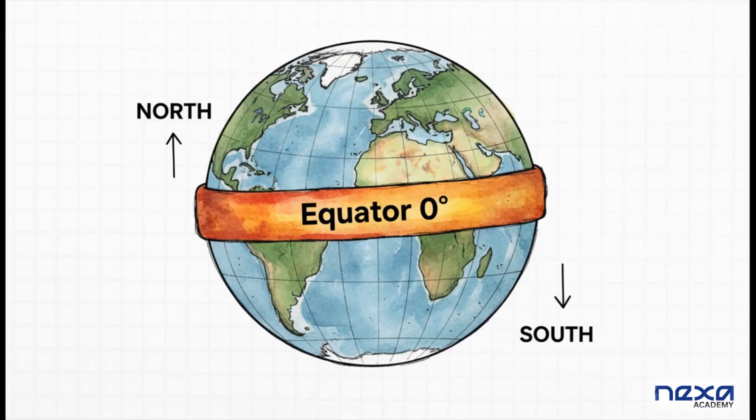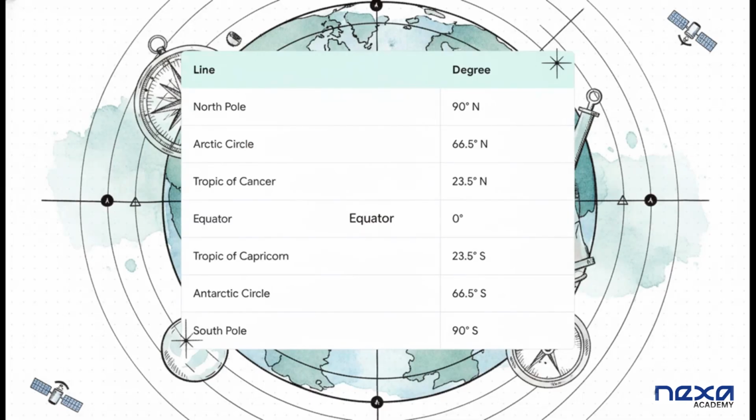And the starting point for all of these lines, the big zero, is the equator. The easiest way to remember this is to just think of the equator as a giant belt wrapped right around the middle of the Earth. It divides the whole world into the northern hemisphere and the southern hemisphere, and every single latitude measurement starts from there.